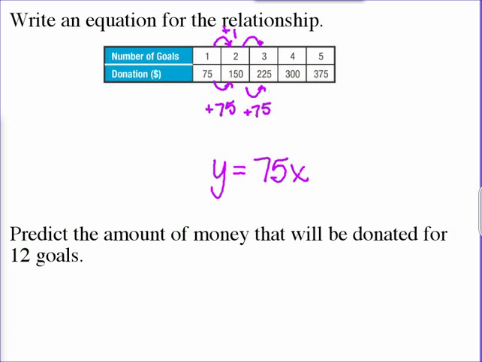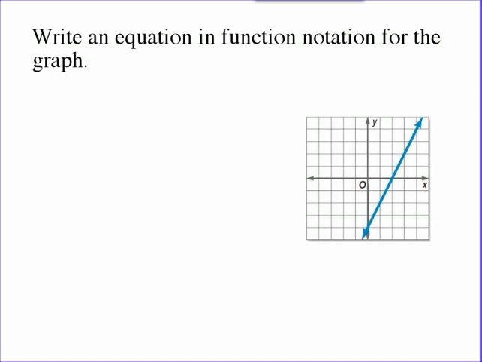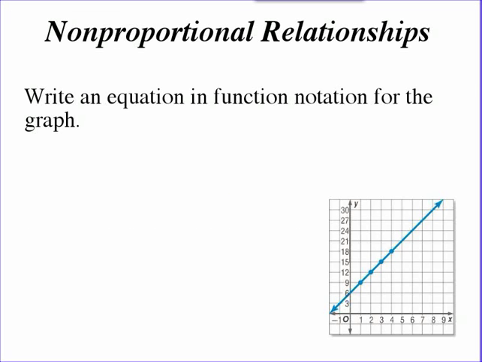Predict the amount of money that would be donated for 12 goals. Everybody had a chance to answer? Okay, so let's see how much we got. It went real quick, but the answer was actually 300. Not 300, I take that back, 900. We're gonna take 75 times 12, which is $900.